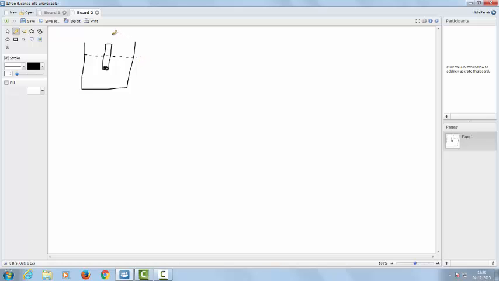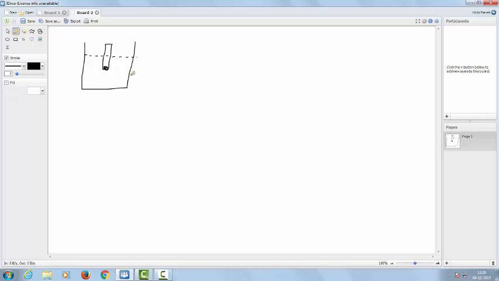Now if I push the test tube against the force of buoyancy and release it, then it is going to execute simple harmonic motion. The question is, what is the time period of this simple harmonic motion?